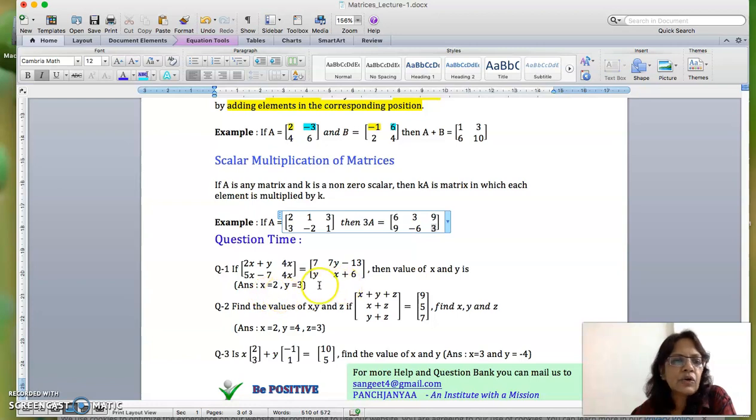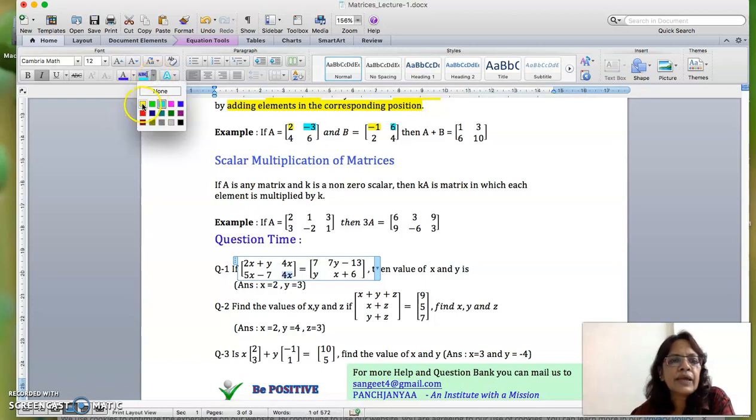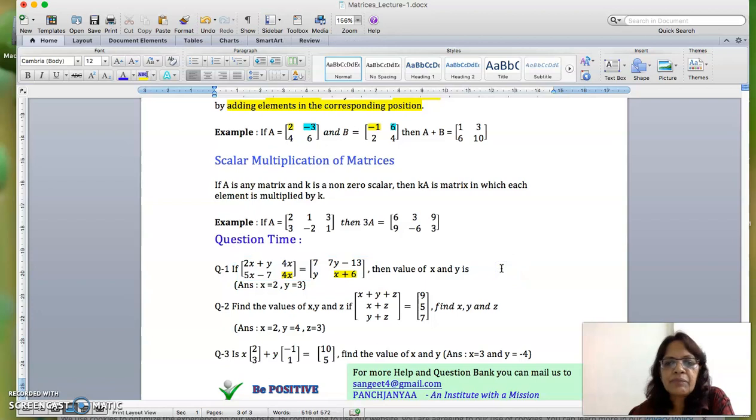We have studied the concept of equality of matrices. So elements in corresponding positions are equal: 2x plus y will be equal to 7, and one more thing you can equate, the 4x, from which you directly get x: 4x is equal to x plus 6, because the equality sign is there. What did we study about equality of matrices? They should be of the same order and elements in corresponding positions should be the same. So 4x is equal to x plus 6.